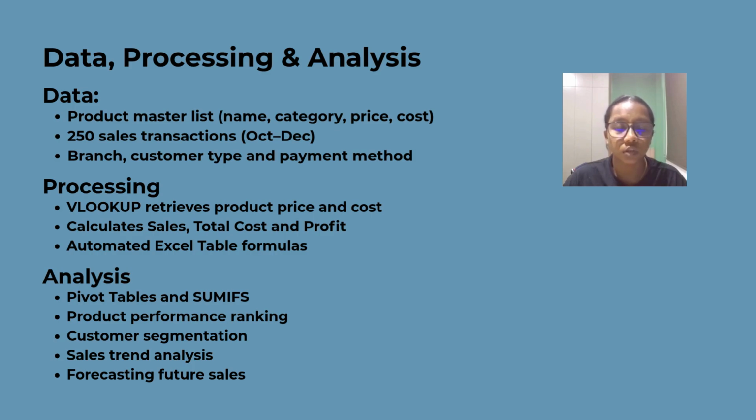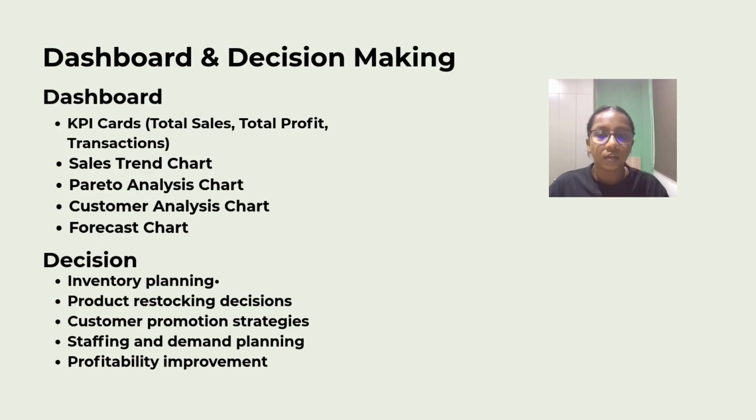The data is then processed using VLOOKUP and calculation formulas to generate sales, cost, and profit figures automatically. After processing, pivot tables and SUMIFs are used to analyze product performance, customer behavior, sales trends, and future demand forecast. Then the analyzed information is displayed on the dashboard through KPI cards and charts.